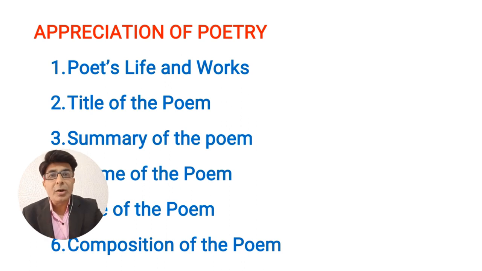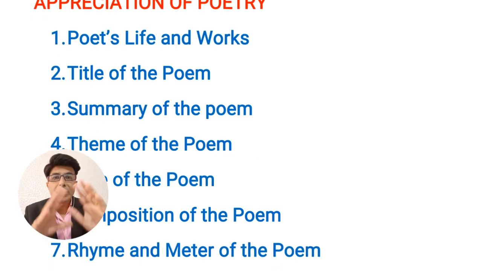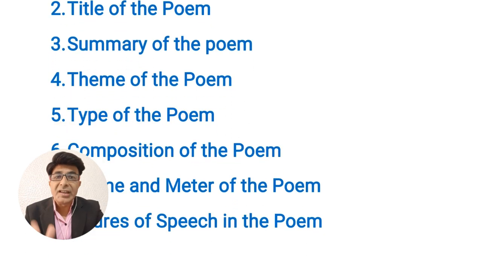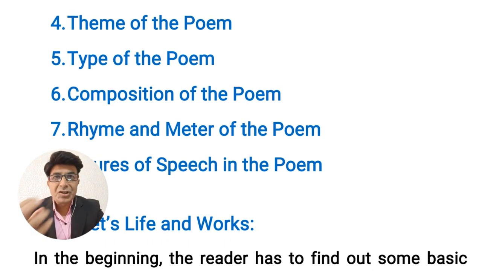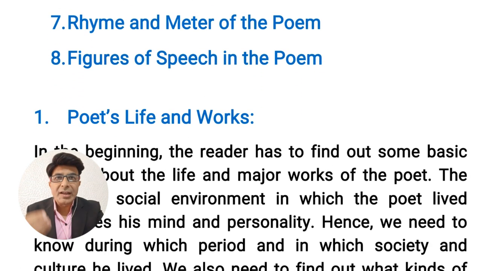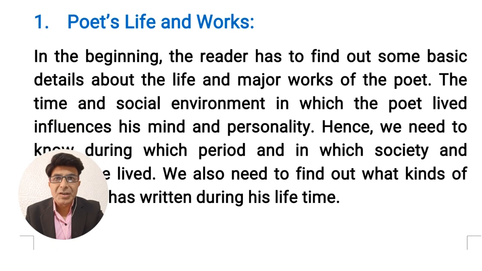That you can see on the screen, it includes so many things. Number one, the poet's life and works. Number two, the title, summary, theme, what kind of poem, what type of poem it is. The composition of the poem, rhyme and meter, figures of speech, and all such things. So now let's have a look at all these different organs which make a poem.